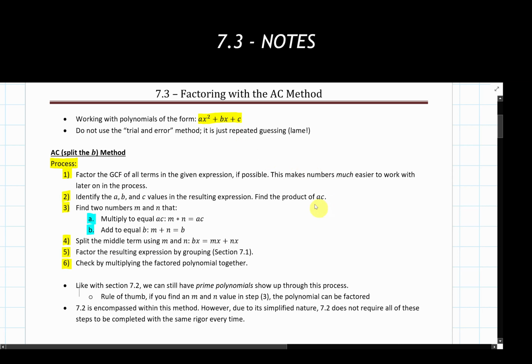So now that we have the product of A times C written out for ourselves, we now need to find two numbers listed as m and n, but really we're just finding two numbers that multiply to equal the AC value that we just found and add together to equal the B value, or the middle value, from our original expression.